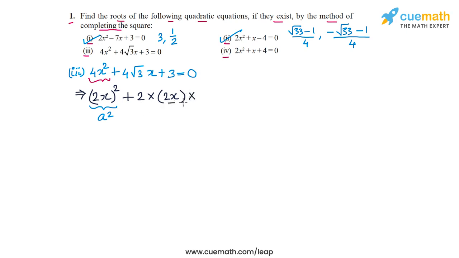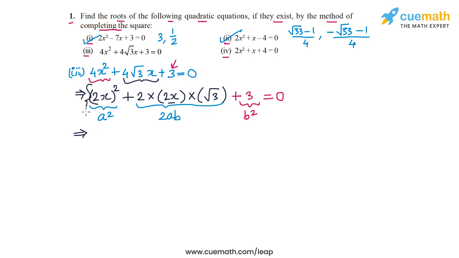So what multiplier should I have now so that I get 4 root 3x? So 2 times 2x is 4x. So I need a root 3 factor to get 4 root 3x. So now this term is of the form 2ab, and now I need b square, and b is root 3, so b square is 3, and I see that I already have a 3 here, so that's the term b square, and this is equal to 0. So we don't need to introduce any new term now.